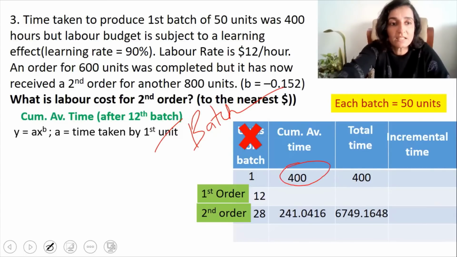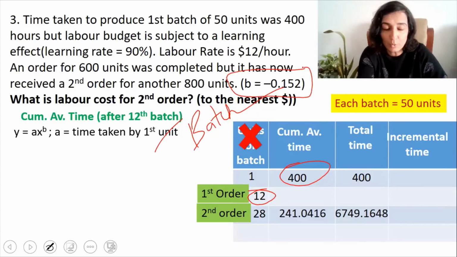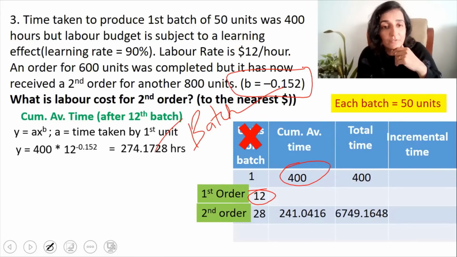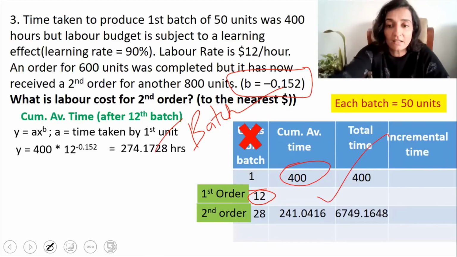So here a is 400, x is 12, and b is again negative 0.152. So substituting those figures in the formula, we get y is equal to 400 into 12, the whole raised to negative 0.152. Solving, we get the answer as 274.1728 hours. We write that in our table.